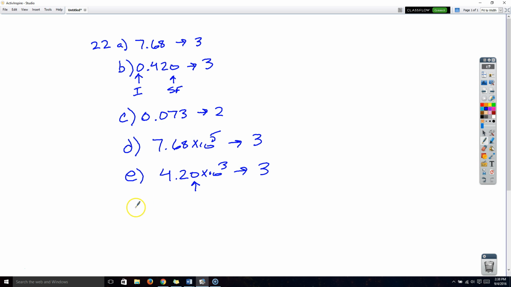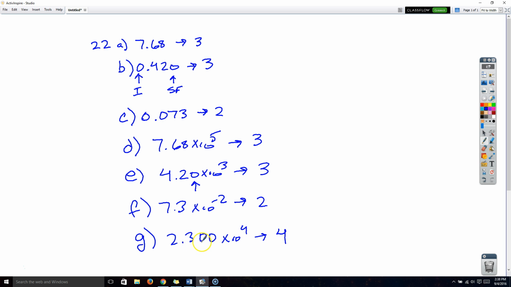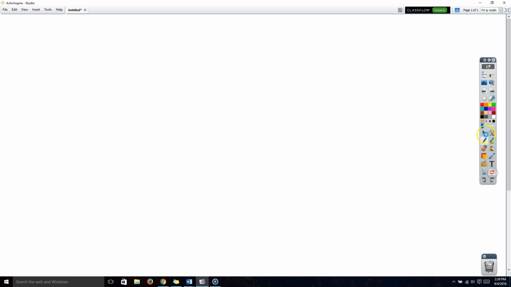For 22F, we have the number 7.3 times 10 to the negative 2nd meters, and so this one does have 2 significant figures. That one's pretty easy. And then letter G, we have 2.300 times 10 to the 4th seconds, and so all of these digits are going to be significant because both of the zeros come after a non-zero number after a decimal. And that's how we can tell that these two are significant. We actually measured all the way out to this 10,000ths place. And that is number 22.